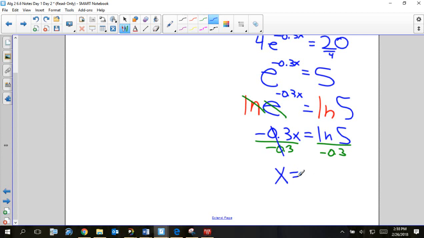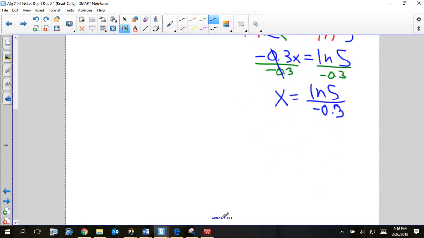So I'll have x equals, now ln is a calculator button, so type into your calculator ln 5 divided by negative 0.3. And type it in so you can make sure that you are typing it in correctly. I'll put the answer up. Just solving equations. You're peeling away those layers. You just have to do the inverse operation each time. I know some of you really need to work on solving equations.